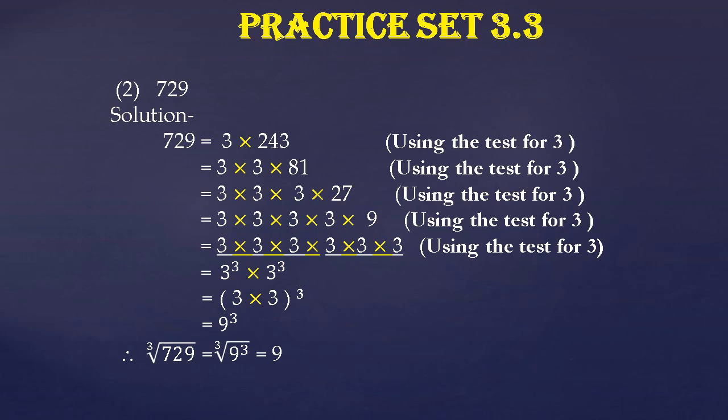So here we will get two groups of 3 into 3 into 3. Therefore, 729 is equal to 3 cube into 3 cube, which is equal to 3 into 3 whole cube. That is equal to 9 cube. Therefore, the cube root of 729 is equal to the cube root of 9 cube, which is equal to 9.